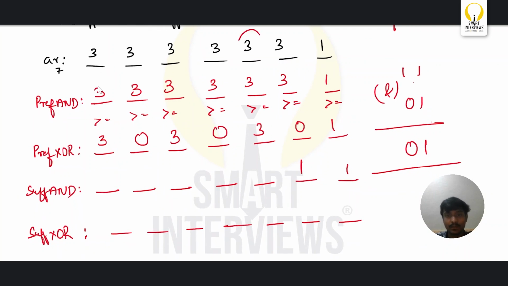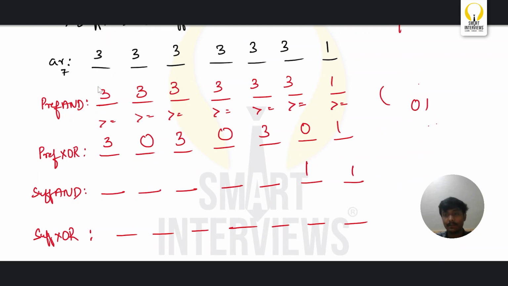Again, what do you have here? 3. Again, you have 3 here. Until this point, the suffix AND is 1. So 3 AND 1, you are going to get 1 again. And again 3, 1, 1, 1 and 1.